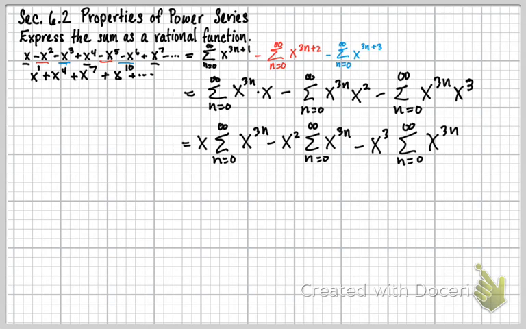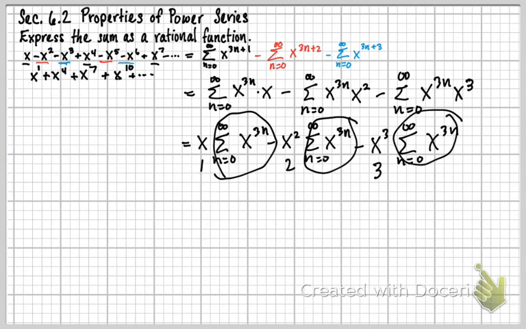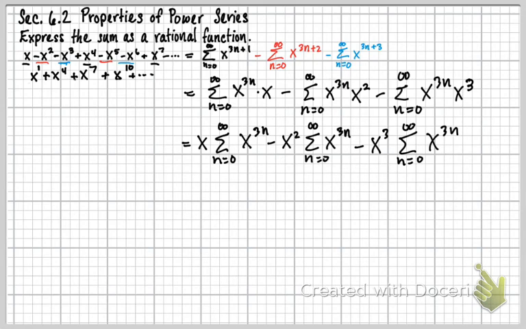Now I pulled them out of each of the sums. Notice this, if this was a number 1, that was a number 2, and that was a number 3, everything in here is the same for all of these. So in essence, I could call that like my variable x. Then I could say x minus x squared minus x cubed times the sum n equals 0 to infinity of x to the 3n. So I just have that many of them. This would be my series.